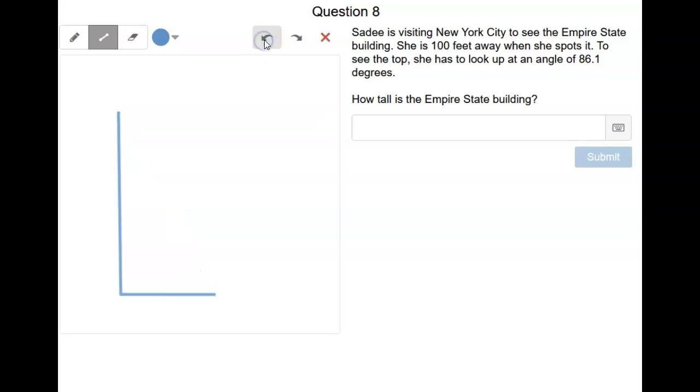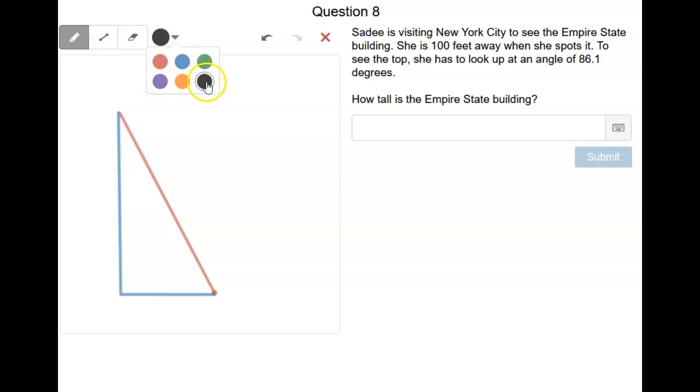So we can kind of imagine that this right here is kind of her line of vision. And we know that the angle that she's looking up at this with is 86.1 degrees. Okay, we also know that she is standing 100 feet away from the base of that building. And what we're looking for is how tall is the Empire State Building.